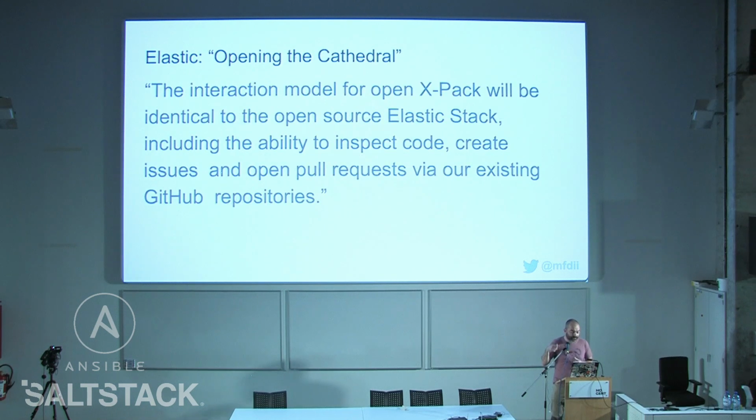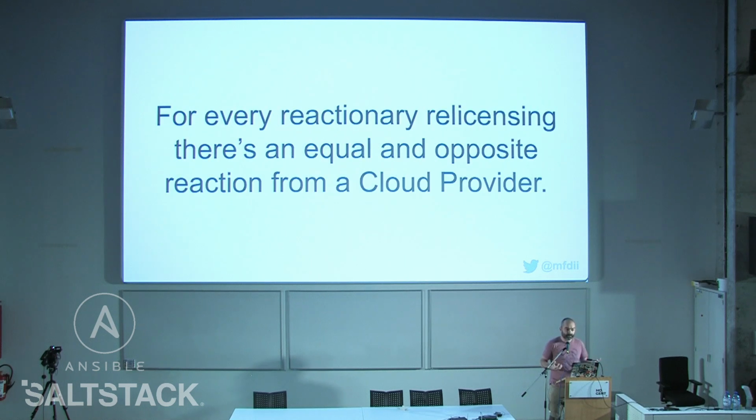And a good example was Elastic. What Elastic was trying to do was they realized the Bazaar model and the Cathedral model didn't work, and so they wanted to move everything to a Bazaar type model. So they open sourced all of the software, they restricted its use, but you can still work in the Bazaar type model. And for every reactionary licensing, there's an equal and opposite reaction from a cloud provider.